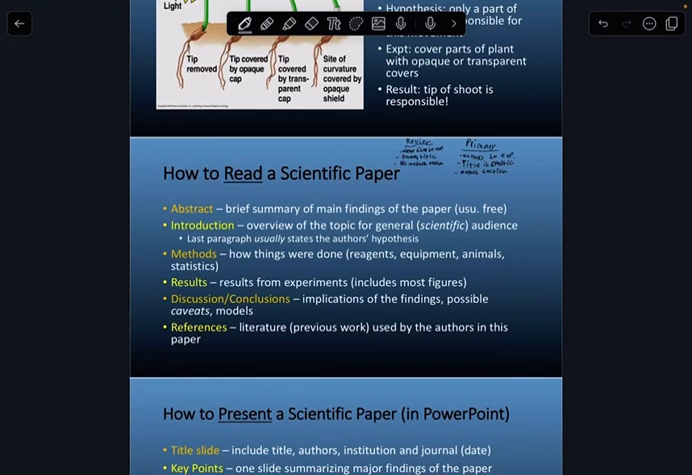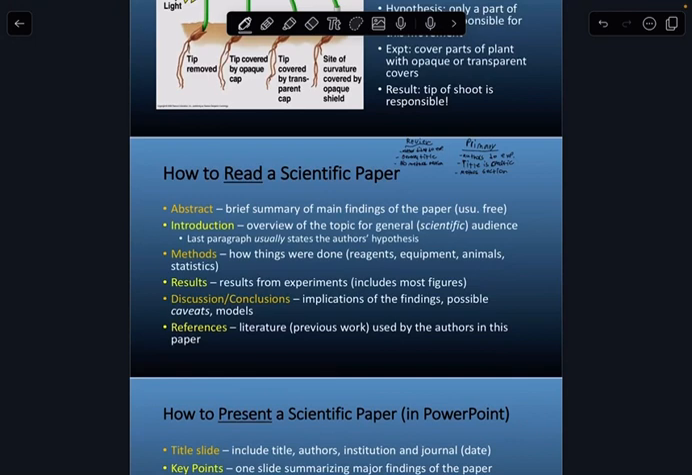You start with the abstract, introduction, methods, results, discussion, references. Right? Now obviously, there are some parts that are more important than others, especially if you're a student presenting a paper. The introduction is important because it's going to get you familiar with the topic. The results are really the heart of the paper. This is what we found.